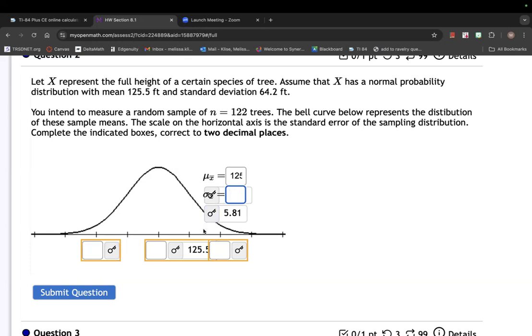So you're using the two standard deviation rule to find your boundaries here. This is two standard deviations below. So you would do 125.5 minus 2 times 5.81 to get this value. Then 125.5 plus 2 times 5.81 to get that value. And then you just put those there.